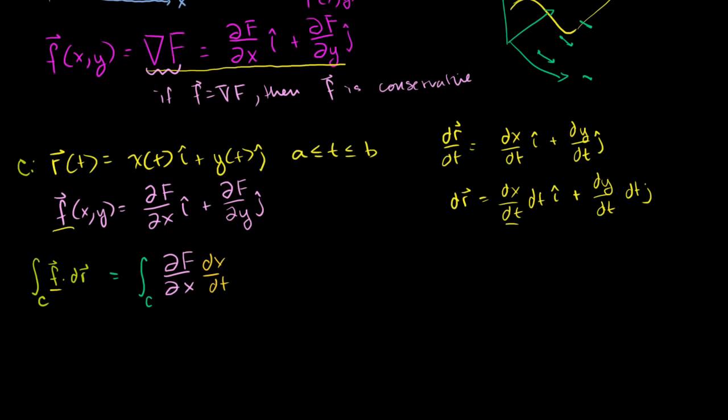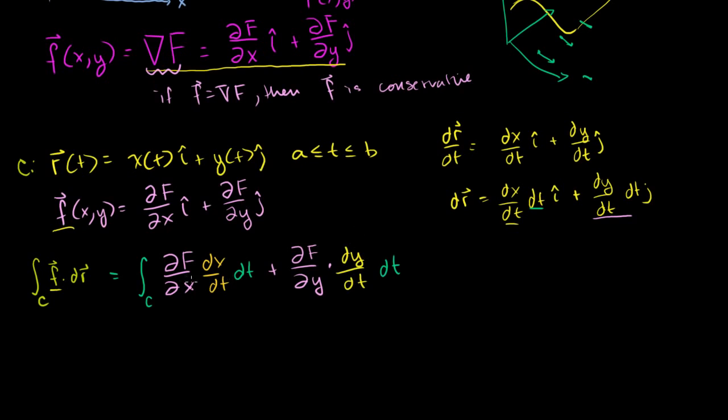Times dt, plus the partial of uppercase F with respect to y times the j component, dy/dt, times dt. When you take the dot product, you multiply the i components, and then add that to what you get from the product of the j components.